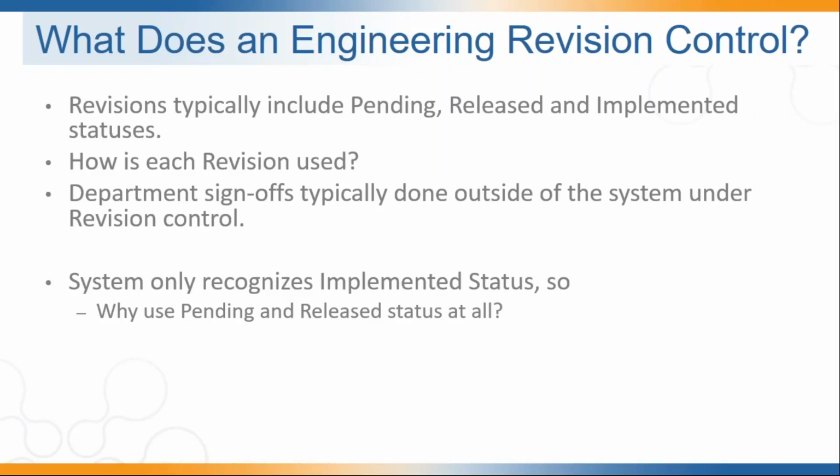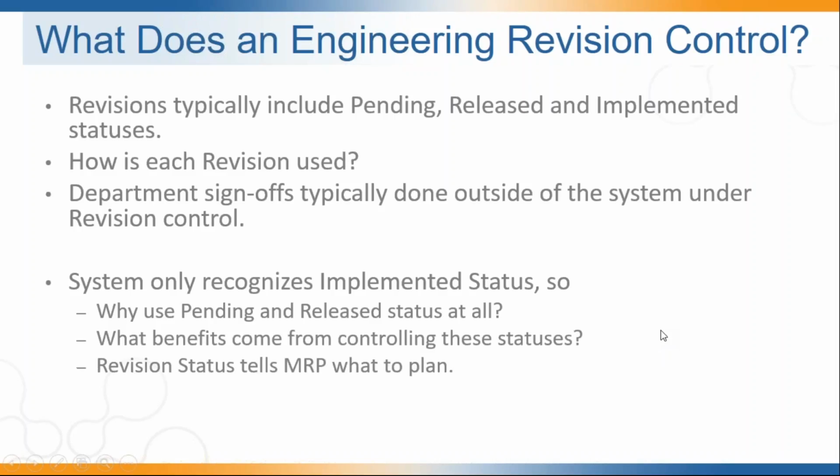The MRP part of the ERP system, the Material Requirements Planning part, only recognizes the implemented status. So why use the pending and release status at all? What benefits come from controlling these statuses? Well, the revision status clearly tells MRP what to plan, only if it's an implemented revision. So, as I said, the engineers can use the pending and the release status to control what happens to these parts before MRP is going to actually take over and plan them for the manufacturing process.